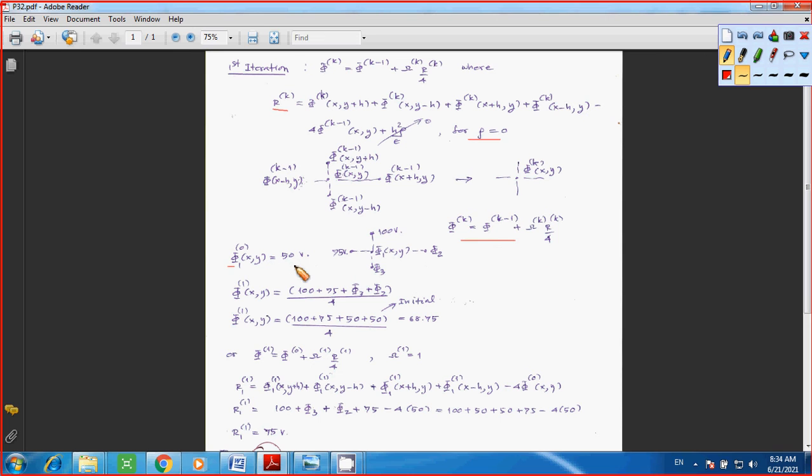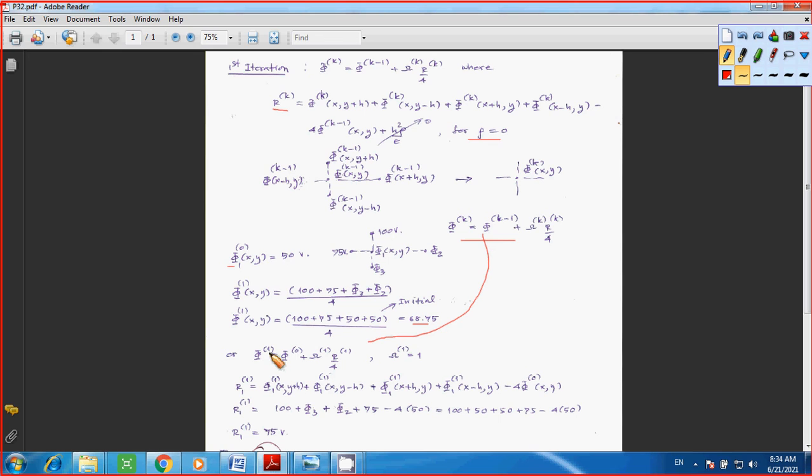Phi 1. Initially we set up our potential at each point to be 54, right? So for your phi 1, you start from this. It's going to be equal to 100 plus 75 plus phi 3 plus phi 2. We start with phi 3 and phi 2 equal to 50. This gives you phi 1 equal to 68.75. And you can check back from this equation.